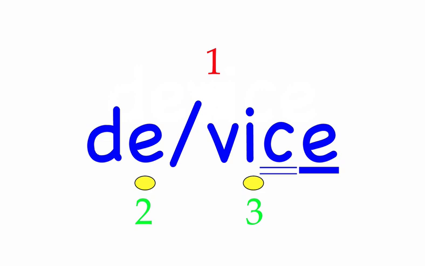Device. CE is not a team at the end of this word. E has two jobs in this word. It's causing the C to represent its second sound, and it's also causing the I to represent its long sound according to vowel group 3. CE is only a team when E's only function is to cause the C to represent its second sound.